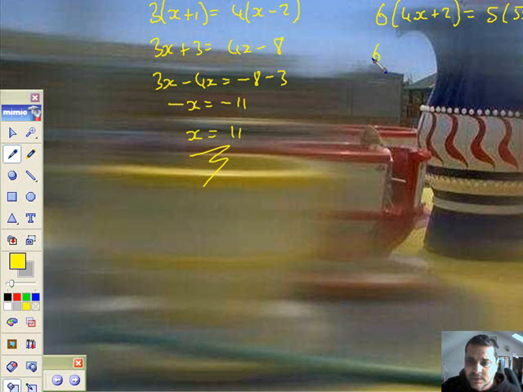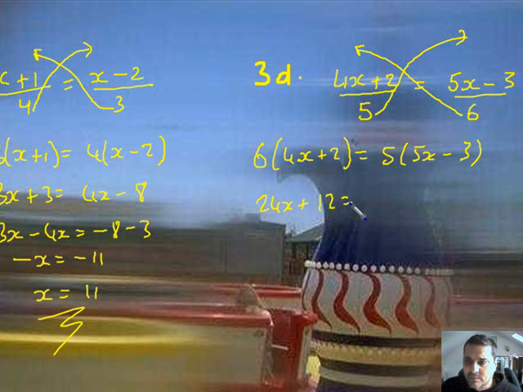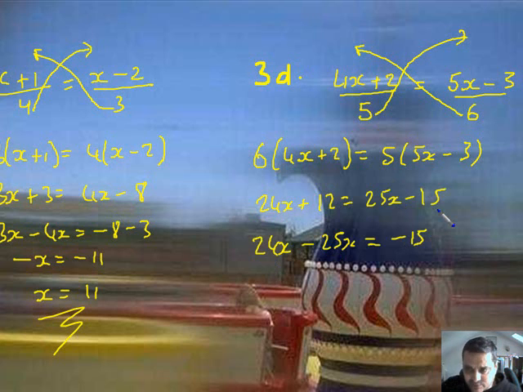Bust it all open. Sorry, not 6. I read 6 but wrote 6. So 24x plus 12 will come to 25x minus 15. 5 3s are 15. Bring my x's to me. So 24x take away the 25x comes to minus 15. It has not moved, and subtract another 12. We have got therefore minus x is minus 27.